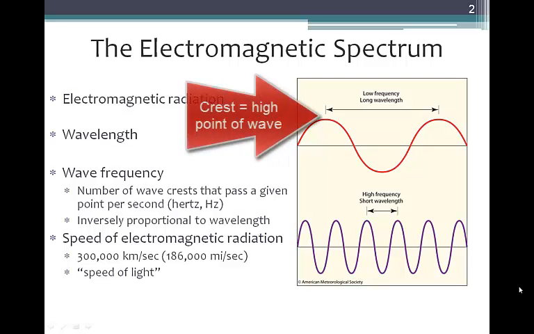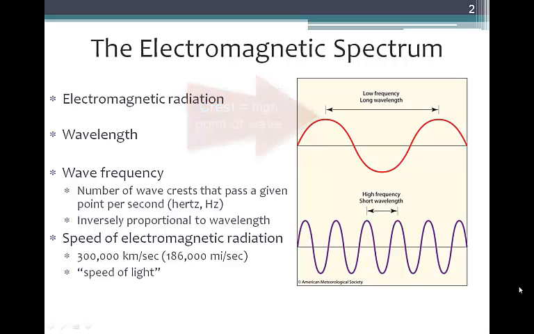Wavelength is the distance between the crests of a wave. We have the crest, which are the high points, and the trough, which are the low points. For any particular wavelength, it's going to be constant. So energy that's emitting at, say, this wavelength, it's always going to be the same wavelength. And so we can define it by the actual wavelength that is measured here. You can see the longer wave versus the shorter wave. This is a shorter distance here.